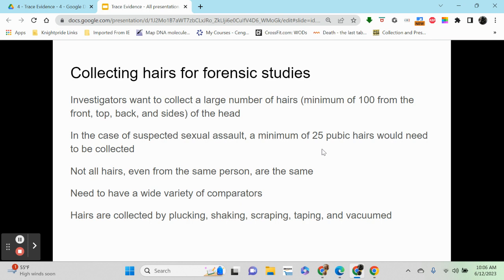right? Again, we talked about the variation that hairs have from person to person, but also even from the same person, you're going to have variances that you'll observe as well. So this gives you your comparators to be able to look at as you're conducting your analysis. Different ways to collect hairs from evidence, plucking them. So plucking, that would maybe be where you have a suspect and you're obtaining hairs that you're going to compare. That would be a plucking type of event.